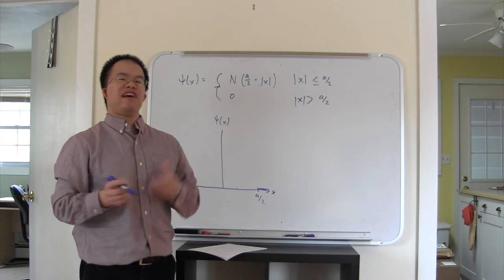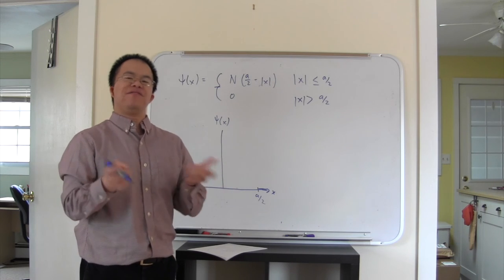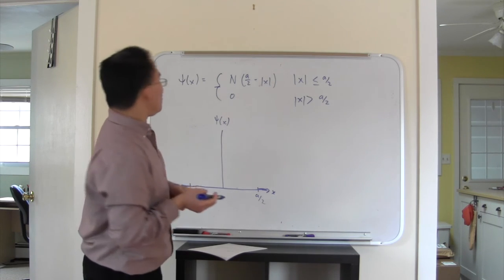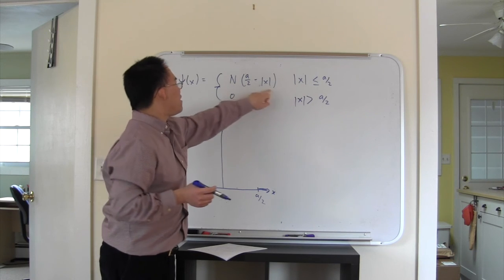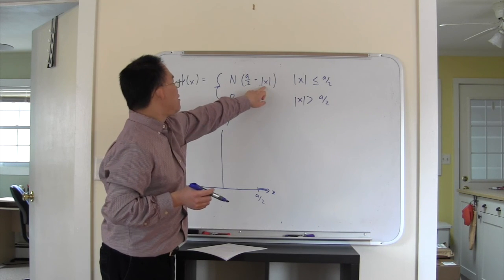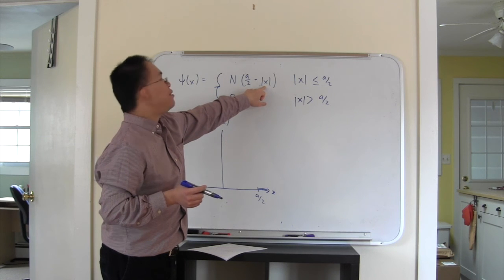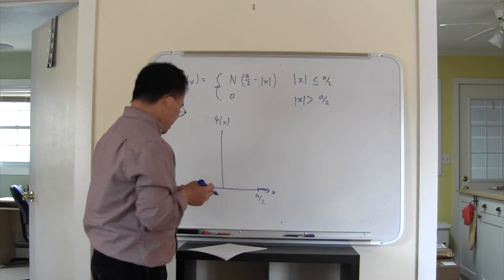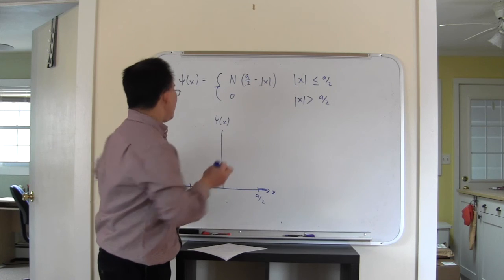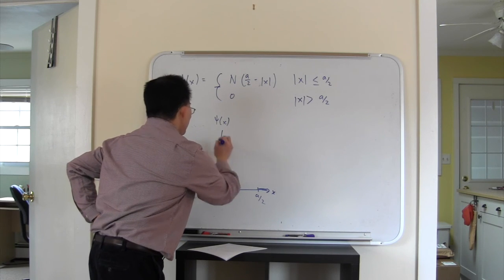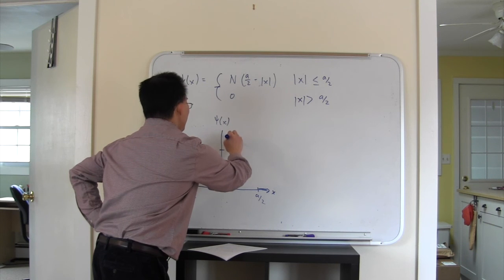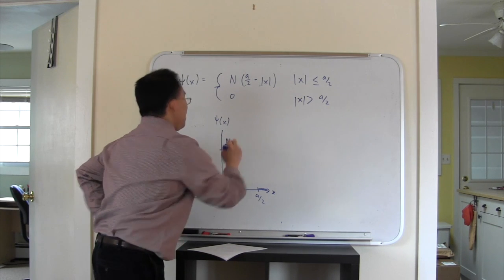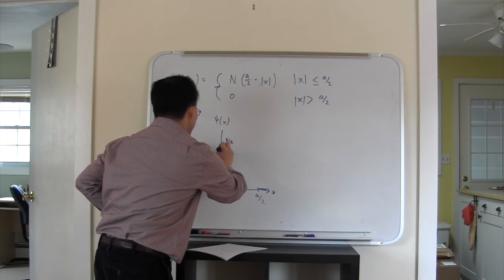Sometimes it helps to sketch graphs by just plugging in a few values. So 0 is usually an easy value to put in. 0 puts us up here, right? So absolute value of 0 is 0. And so we see that at x equals 0, the wave function has a value of n a over 2. Put a dot there.